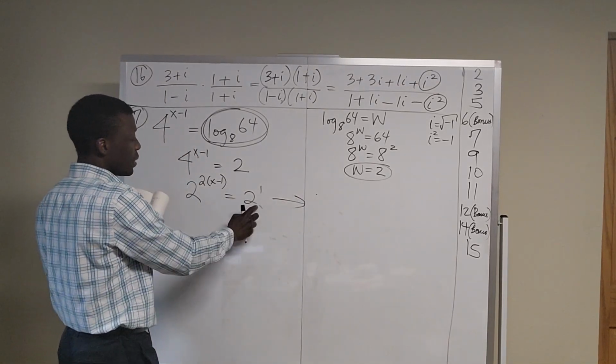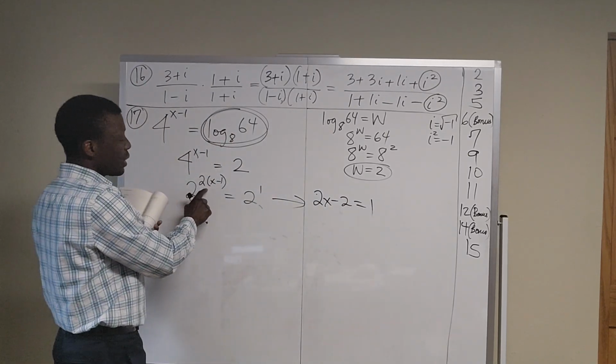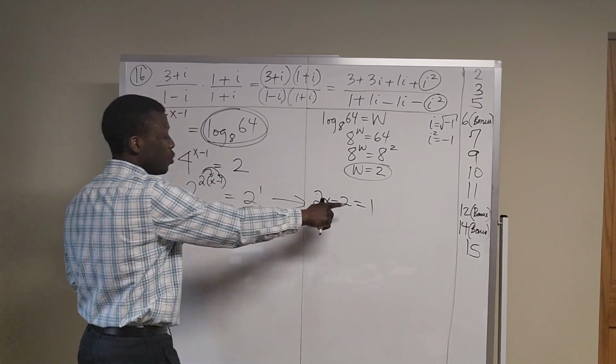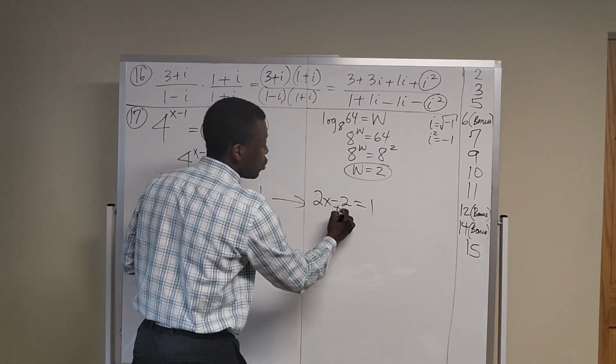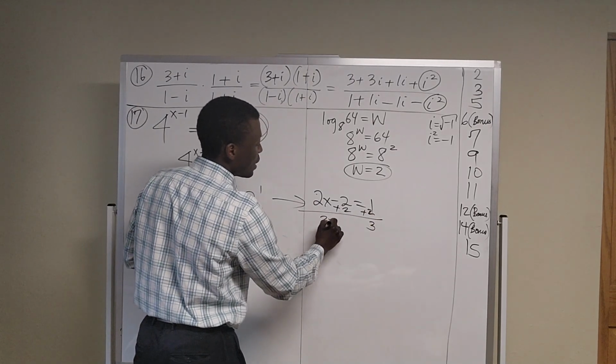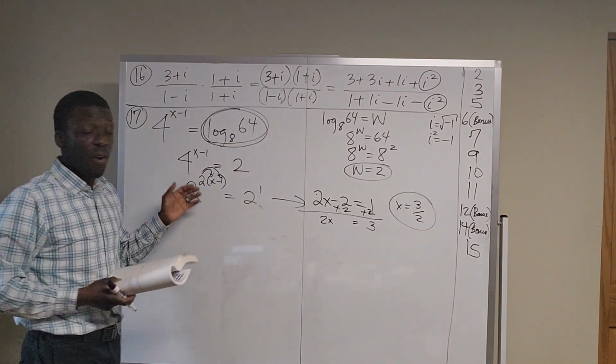because these numbers are the same, we can say 2x minus 2 is equal to 1. So notice I can distribute this 2 into both of them. So it becomes 2x minus 2 is equal to 1. I can add 2 to both sides. I get 3, I get 2x. So x is equal to 3 over 2. That's a fun question, actually.